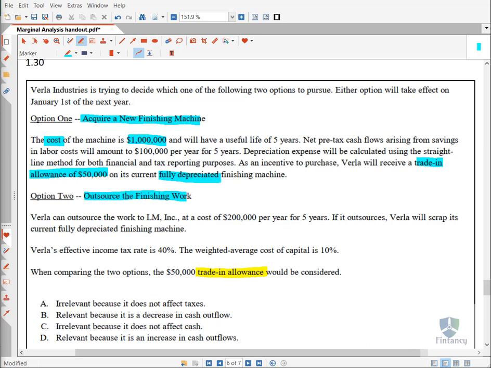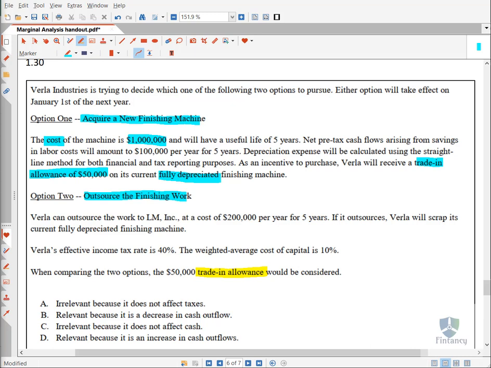Getting it? As I said at the start of the class, what is the relevant cost? Relevant cost comes in when you are taking a decision. You have two alternatives, maybe three alternatives, and you need to decide whether this particular amount is relevant for you in taking this decision or not. So definitely when you are comparing these two options, this trade-in thing, is this a future cash flow or not?